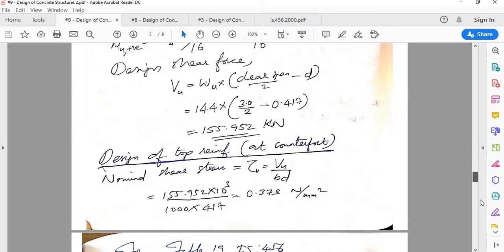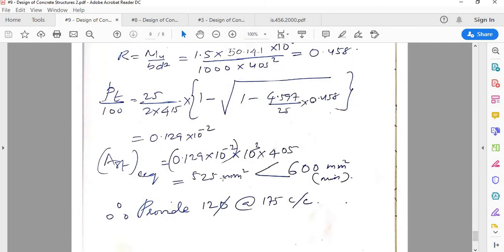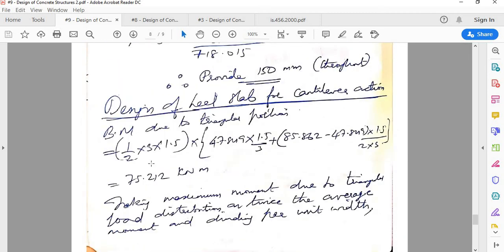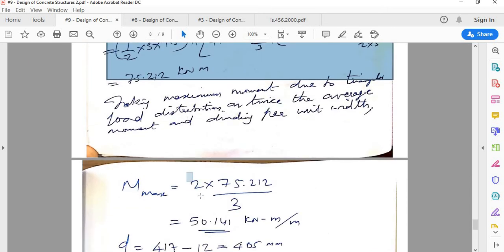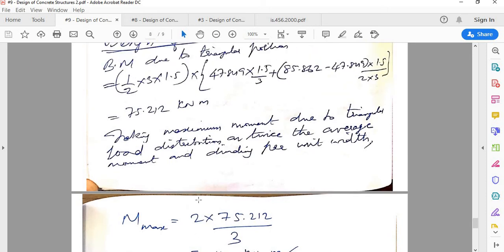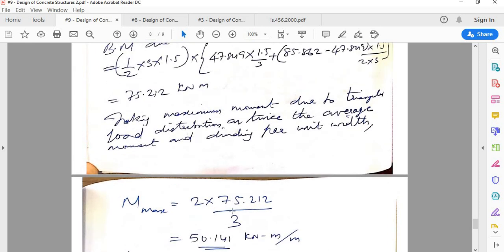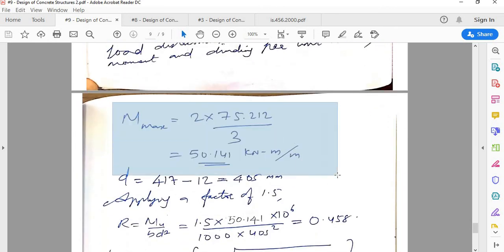Now see, due to the triangular distribution, whatever you are calculating is like the average bending moment, but due to the triangular distribution at the middle there will be more. So to account for that you have to multiply by a factor of 2. So maximum bending moment is the average bending moment into 2, to bring it closer to the maximum since it's a triangular distribution, divided by 3 to make it bending moment per unit width, sorry, unit span.